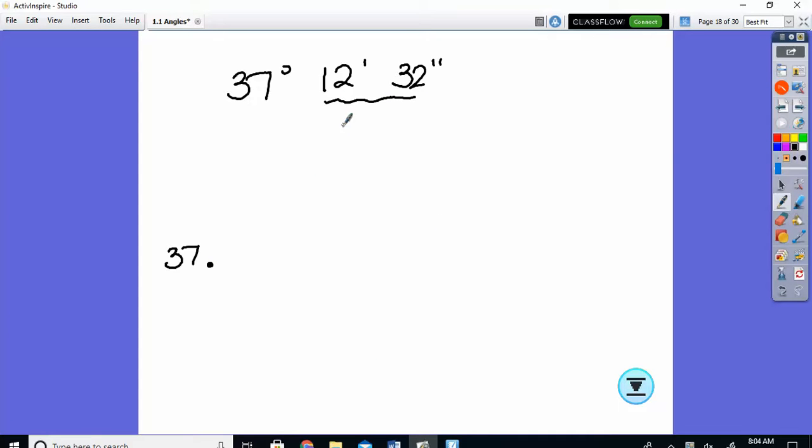And so to do that, if we think about our minutes, how many minutes are in a degree? 60, just like how many minutes are in an hour. So we have 12 out of the 60 total. So if you want to write it as a fraction, 12 out of 60. Okay, your seconds. 32 seconds. How many seconds are in a degree? So think, how many seconds are in 1 hour?